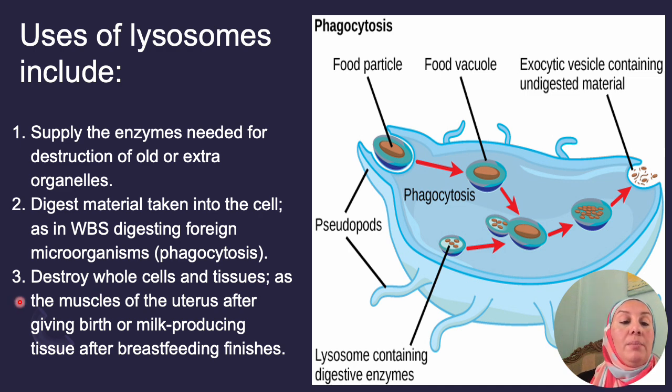There are many examples, such as the muscles of the uterus after giving birth. There is no need to keep holding onto these muscles. There is no child inside the uterus anymore. So they are broken down by these lysosomes. Another example is the milk producing tissue after a child has stopped breastfeeding. There is no need for the tissues that produce milk anymore, so these structures are also broken down by lysosomes.